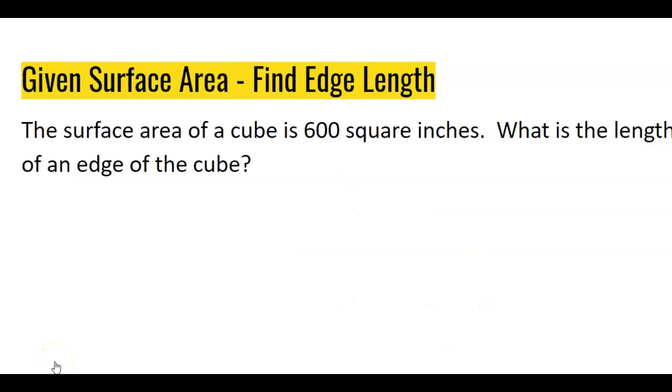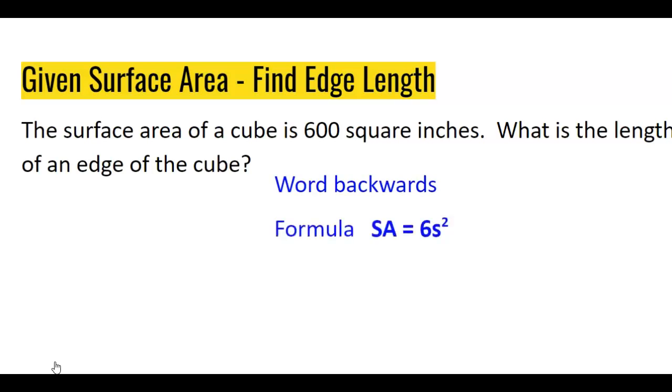Sometimes you'll be given the surface area and asked to find an edge length. This is a little trickier, but it's still not too difficult. The surface area of a cube is 600 square inches. What is the length of an edge of the cube? Well, if we go back to that formula that we had, we can work backwards. Surface area equals 6S squared, and we know that the surface area is 600, so we can substitute that in for surface area. Surface area is 600.